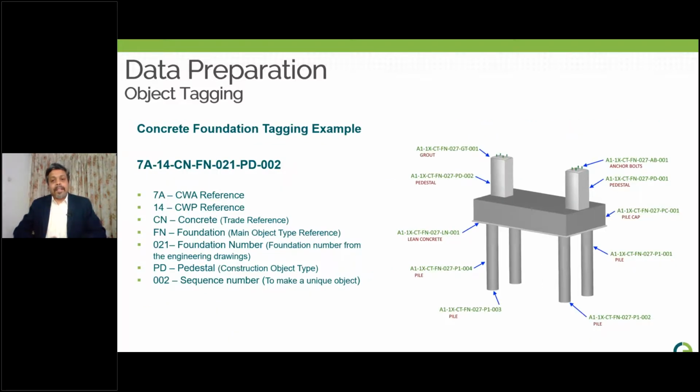See this example tag. I can say it is intelligent and rich with much useful information. Part of the tag is the CWA and CWP reference, so automatically this object can be assigned to the package. Also, discipline and object types are part of the tag, so automatically the execution type could be assigned based on the object.